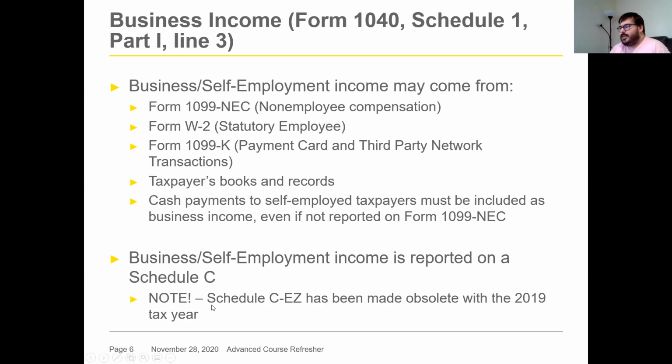This is just a note from last year. We used to have Schedule C and C-EZ. The C-EZ has been made obsolete since last year, so now everything is just on a Schedule C. There's no more short version of it.